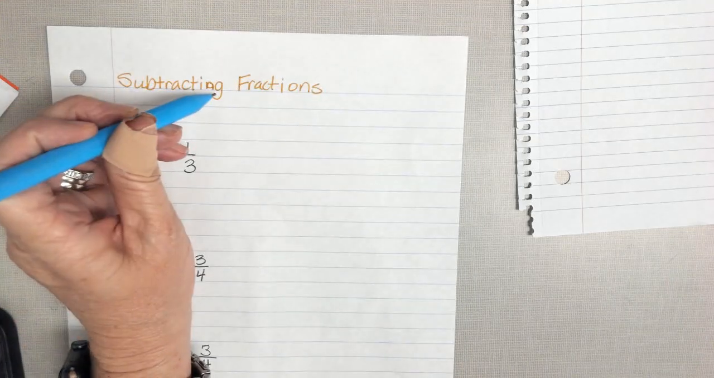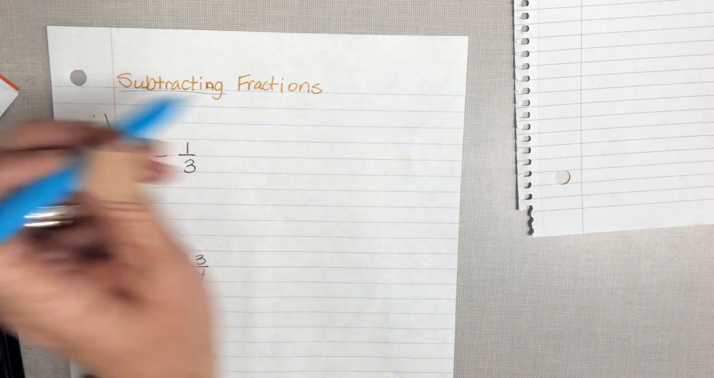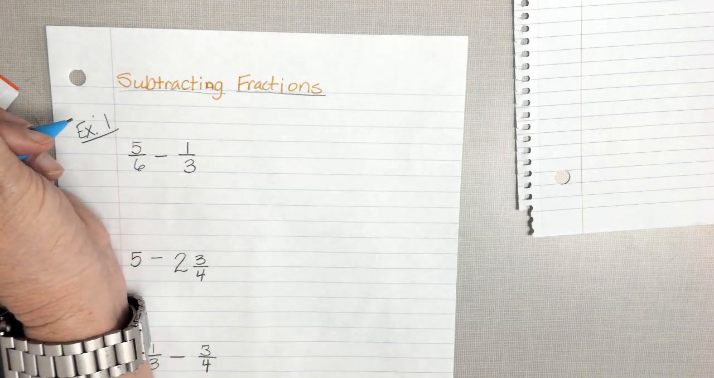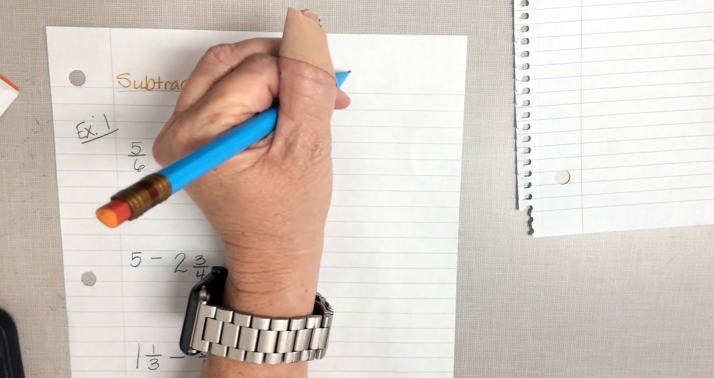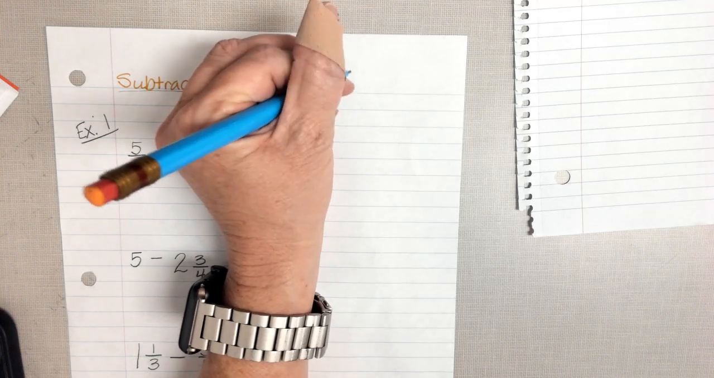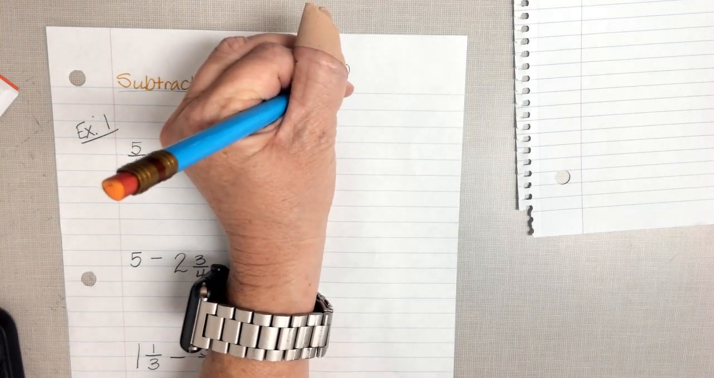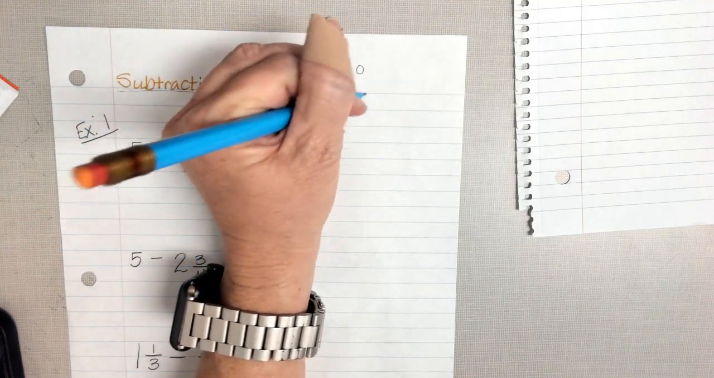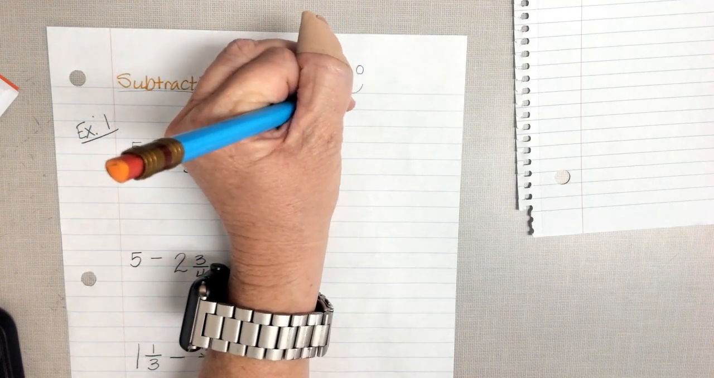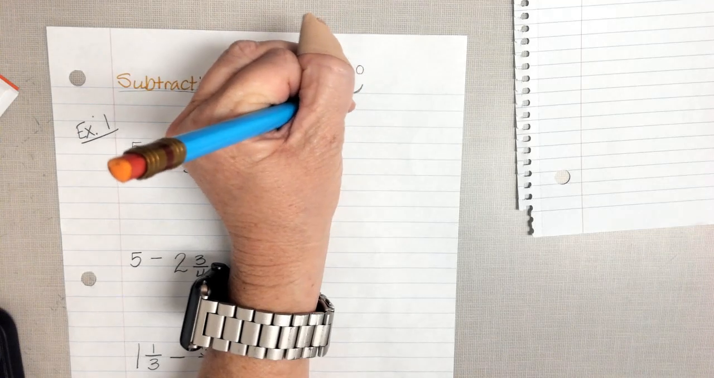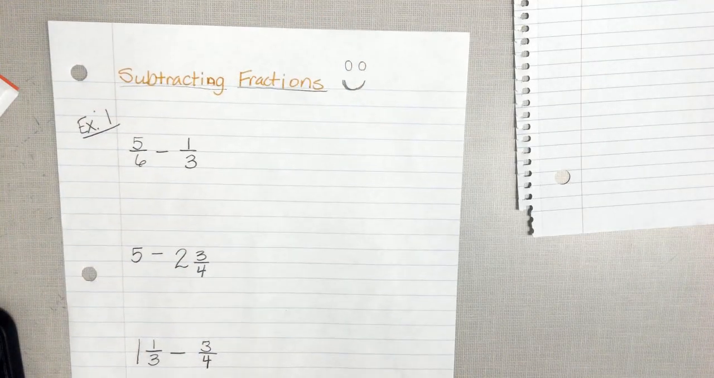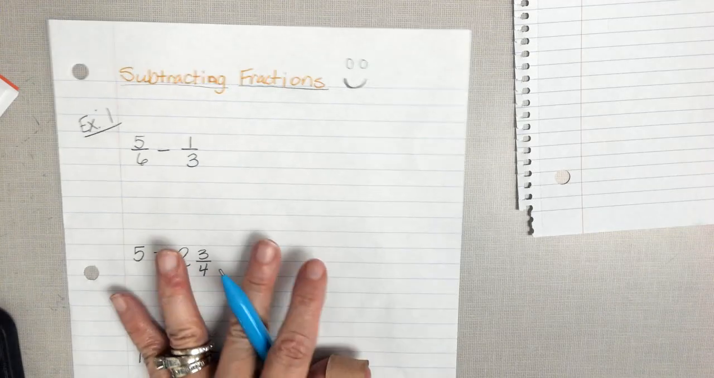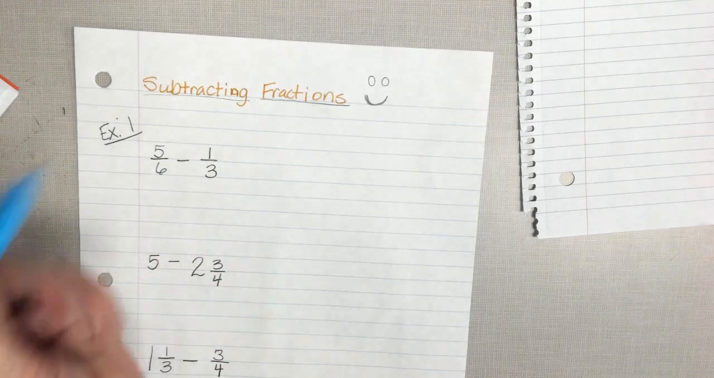So at the top I want you to write subtracting fractions. And today, what we're going to do is we're going to draw a smiley face like this. We're going to draw 2 circles. We're going to draw a smile, just like that. Okay? All right.